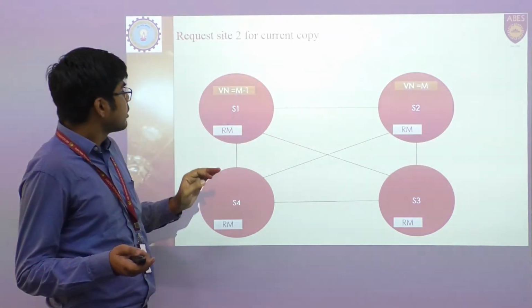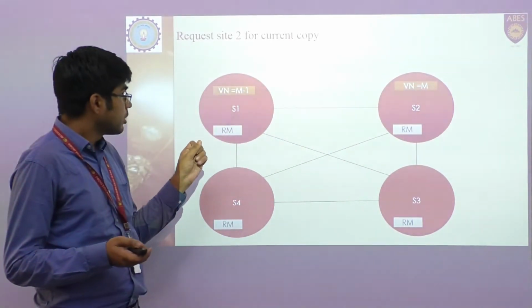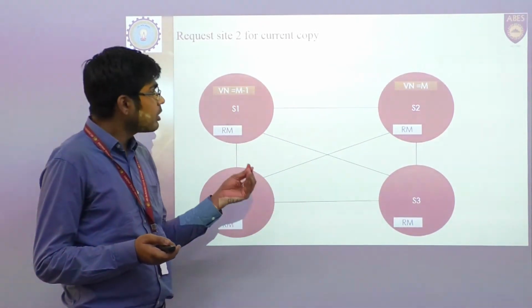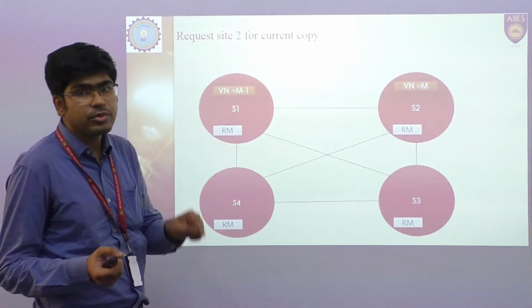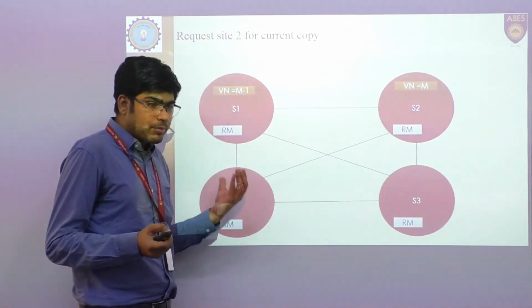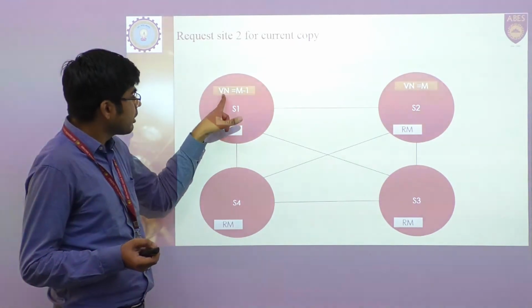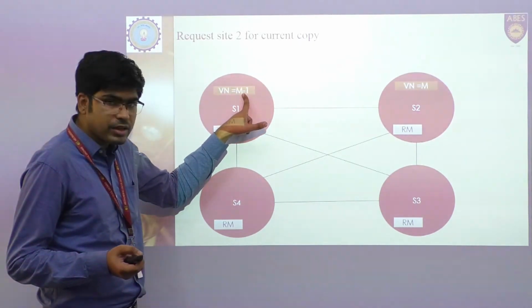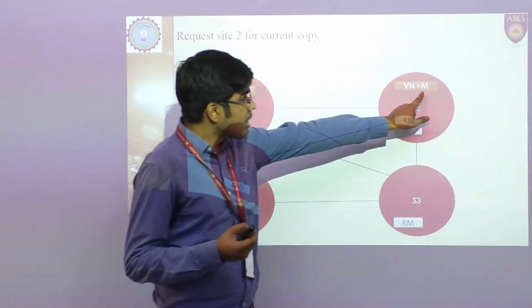So in this way, what you have done? You have done this thing. And suppose what I am saying is that my scenario is that I have been accepted for the quorum, but I do not have the latest copy. So what will happen? Here, my version number is M-1, S1 is having version number M-1, but S2 is having the latest version.